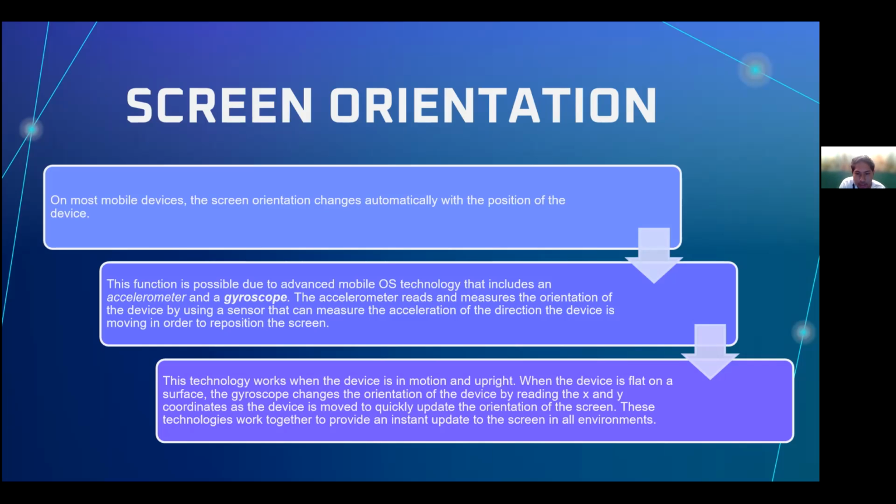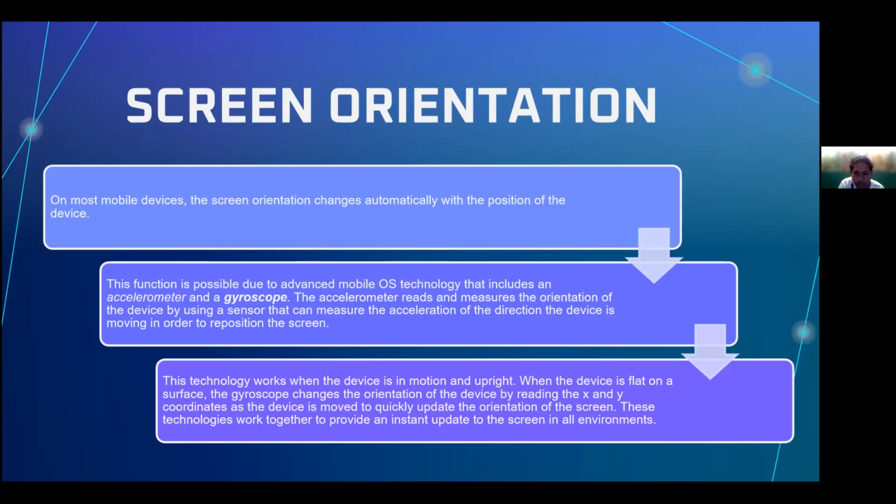The accelerometer reads and measures the orientation of the device by using a sensor that can measure the acceleration of the direction the device is moving in order to reposition the screen. This technology works when the device is in motion and upright.